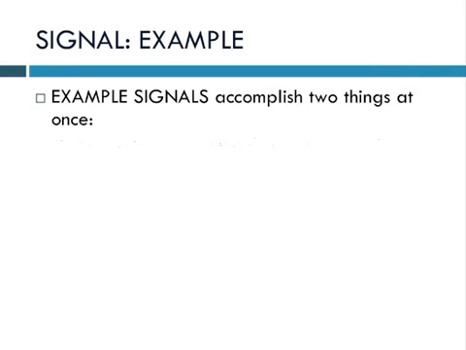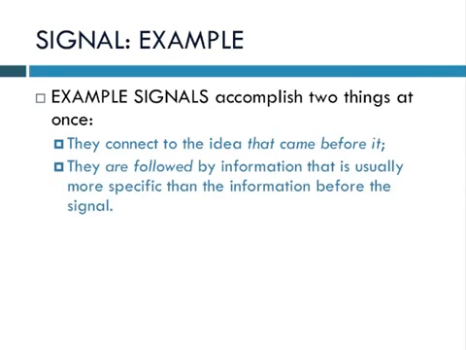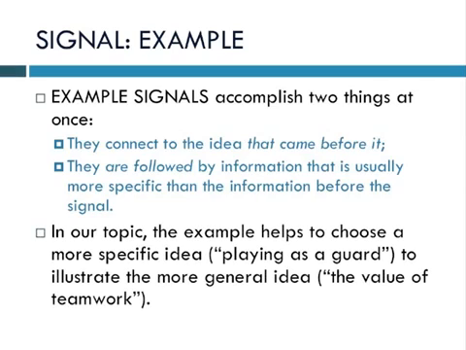But they help accomplish two things at the same time. They connect to the idea that came before it, and then they are followed by information that is usually more specific than the information before the signal. So in our topic, the example helps to choose a more specific idea to illustrate the more general one. So again, playing as a guard helps to illustrate the more general concept of teamwork. Generally, this is how example signals work. They get more specific than the idea before it, and they help connect to it.